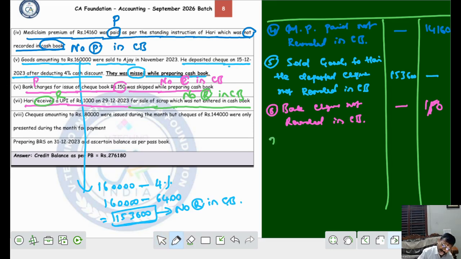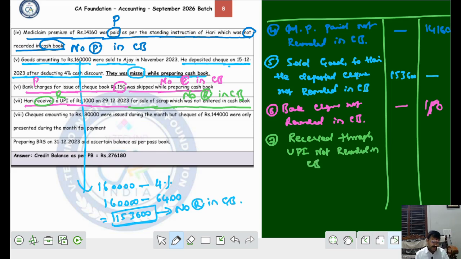For point number 7, that is received through UPI, not recorded in cash book. So where should I record? Receipt side only, means debit side only. That is 1000 rupees. We are almost in the ending part of the problem, my dear kids.